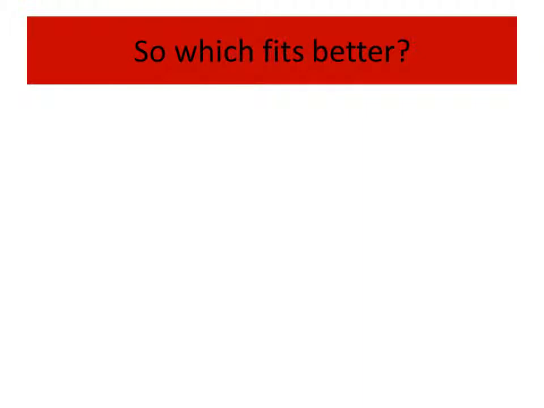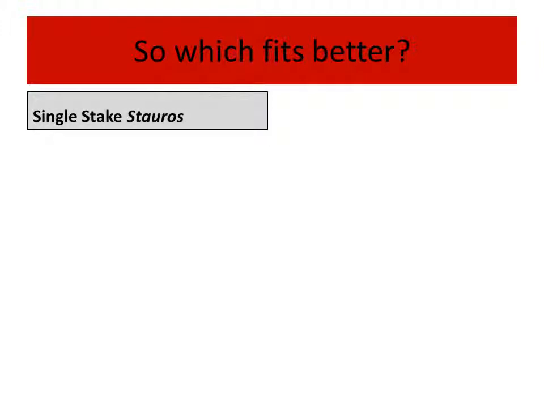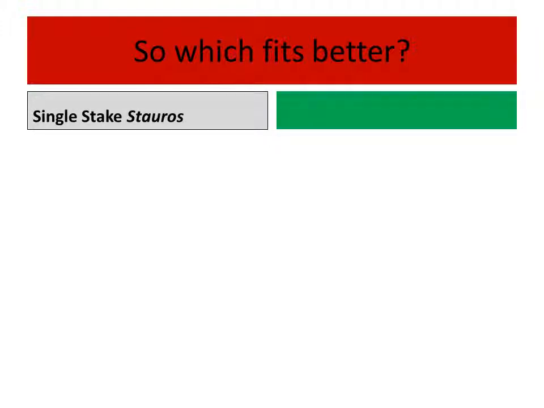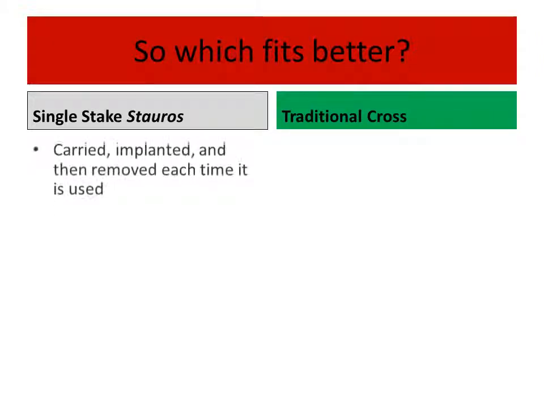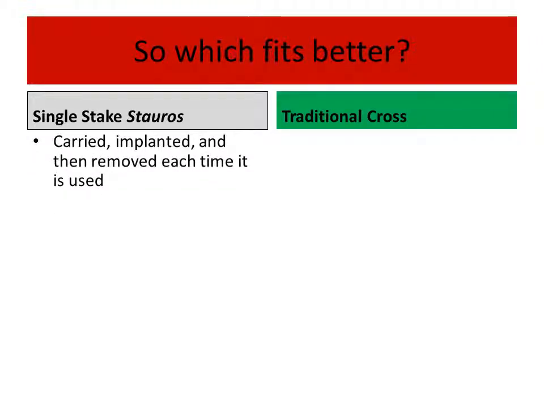So now here's our question. Which theory fits better? On one side, we have the single stake. On the other side, we have the traditional cross. With a single stake, what have we seen? You have to carry it, you have to implant it, and then you remove it each time it's used. Otherwise, you got a whole bunch of vertical stakes that are sitting there, and eventually somebody's going to decide, hey, why don't we just use those instead of having them carry it around?